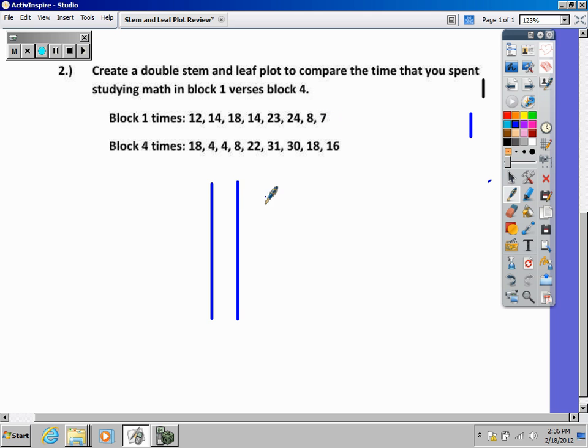So what we'll do is put in there the actual stems. Now, there's a single digit here of 7, so I'm going to put a 0 for that tens place for the 7. And then we have some single digits, so we have like a 12 and a 14, and then we have some 20s. And then in block 4 we got up to the 30s of studying for math. On the left side, I'm going to say this is block 1, and the right side would be for block 4.